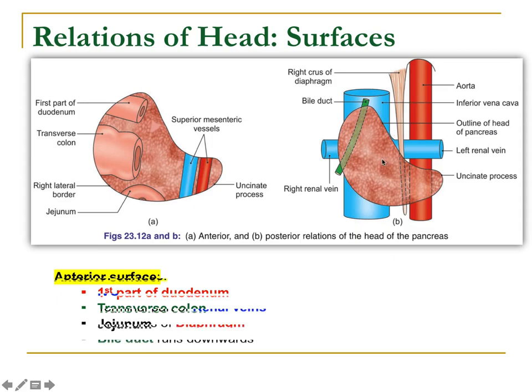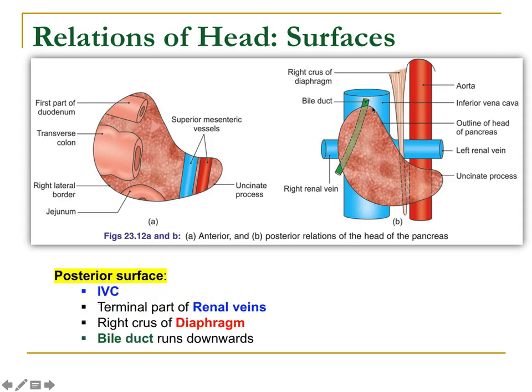Whereas if you see from the posterior surface, the relations that are associated with the posterior surface are the inferior vena cava. If you see here, the bile duct is also present in the posterior relation of the head of the pancreas. Besides that, you can also see the right and left renal veins that are entering into the inferior vena cava, and you can sometimes find the right crus of the diaphragm as well.